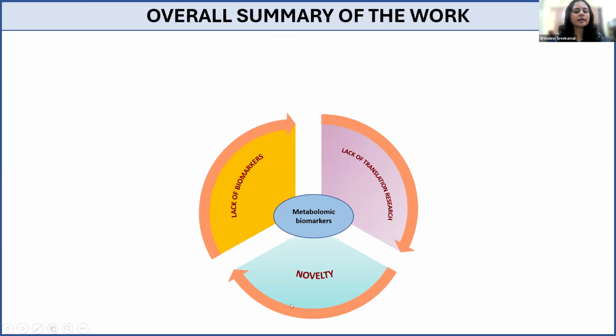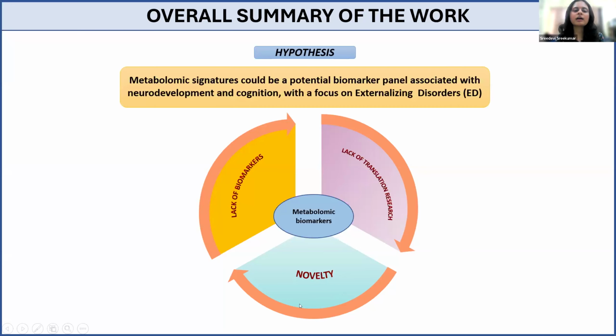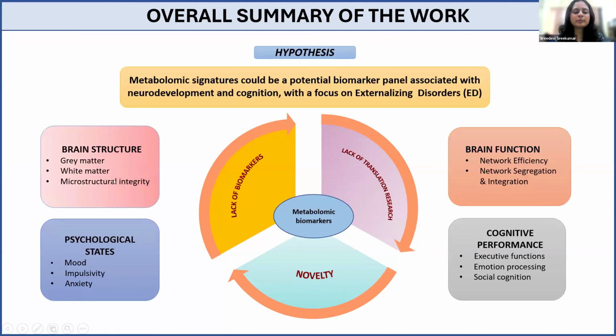Right now, I am searching for a novel biomarker, because there is a lack of biomarkers in externalizing disorders which can correlate with neurodevelopment and cognition. And there is a lack of translational research in the current field. So I'll be coming up with a novel biomarker which I can correlate with brain structure, physiological states, brain function, and cognitive performance.